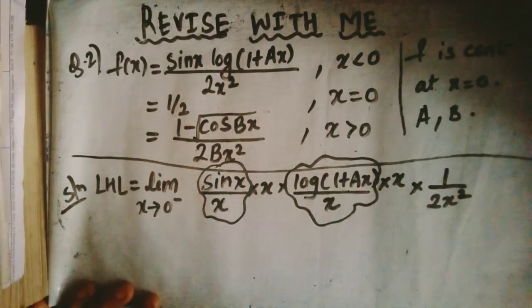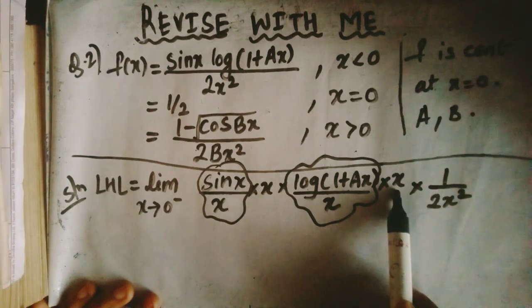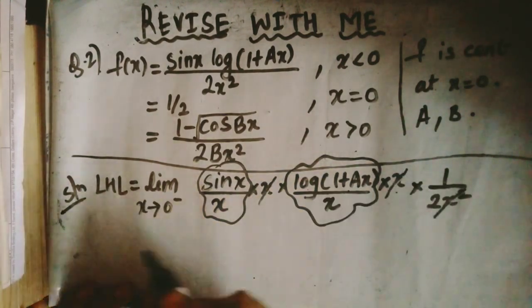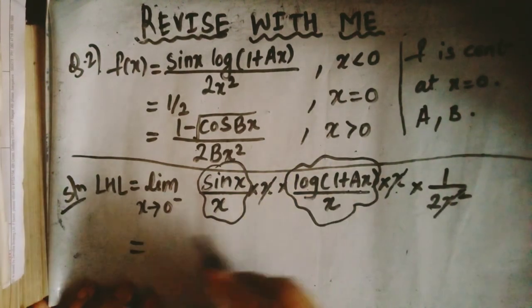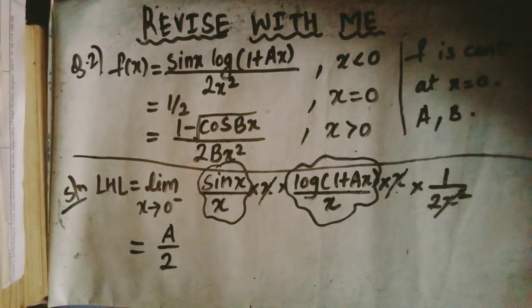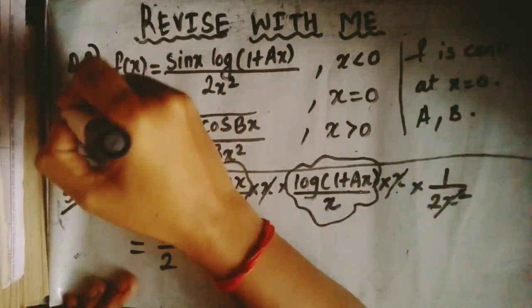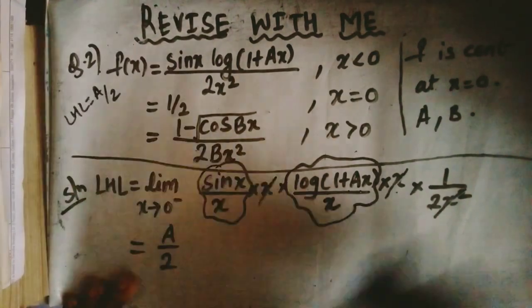So this is your a. Okay. Now this x into x will be x square, and this gets cancelled with this. Okay. So you'll get the final answer as a upon 2. Okay. So this is your LHL. Now we'll move on to RHL. Okay. I'll write here LHL as a upon 2. Okay.